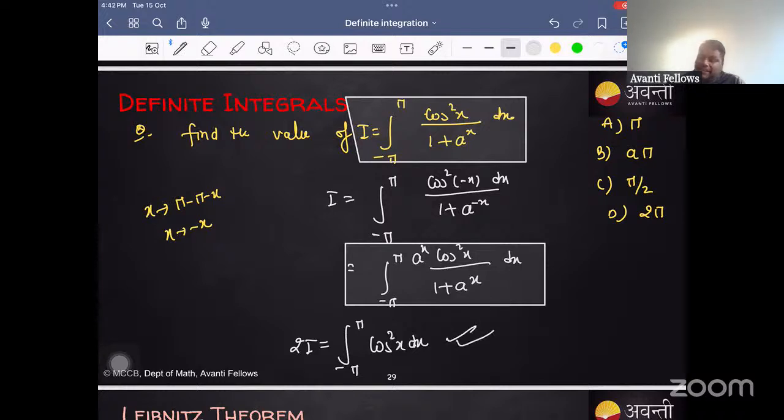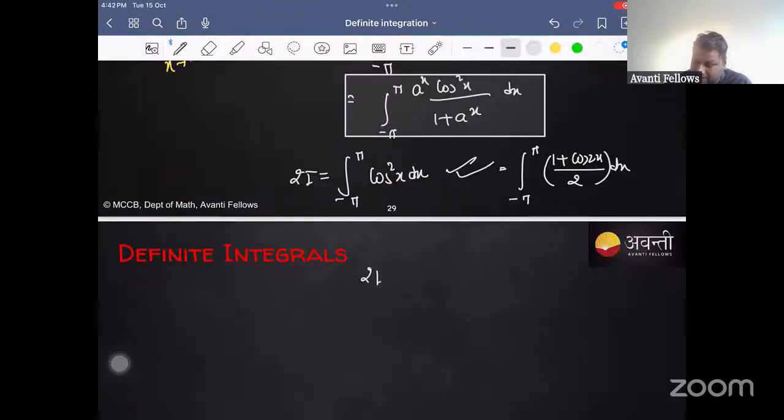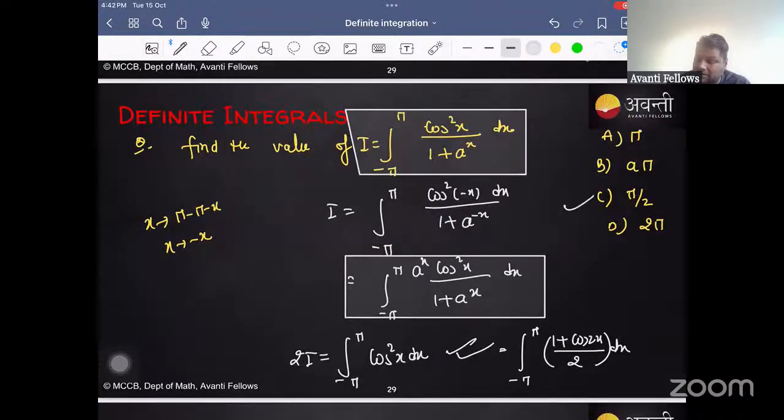Now further, I think it is easy for you guys to proceed. This cos square x can be written as 1 plus cos 2x upon 2 dx. So 2I, integration will be x by 2 plus sine 2x by 4. Limit is minus pi to pi. So answer will be pi. So I will be pi by 2. Am I clear? C is the correct answer.